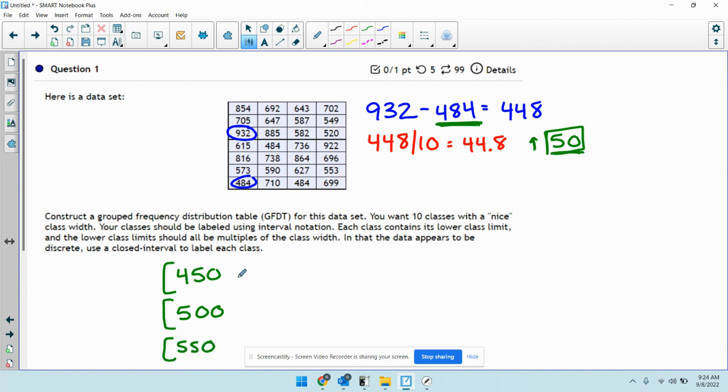So if this goes from 450 to 500, this goes to 499. This goes from 500 to 550, this goes to 549, and so on. So those are going to be your intervals. So again, the class limit has to be a multiple of the class width.